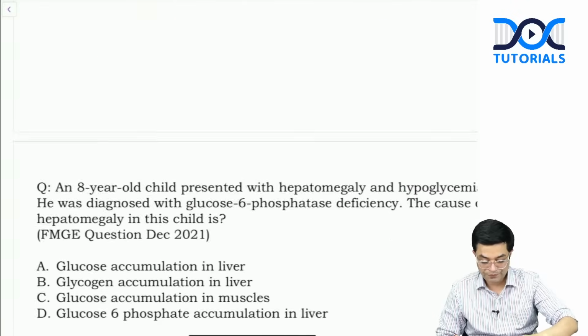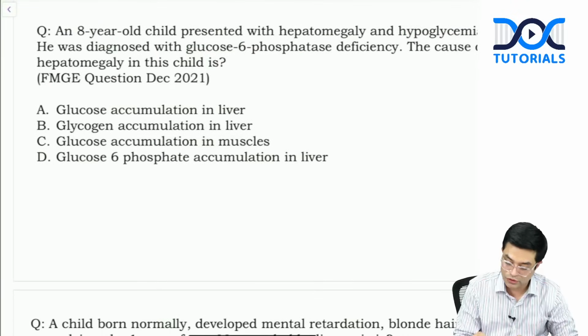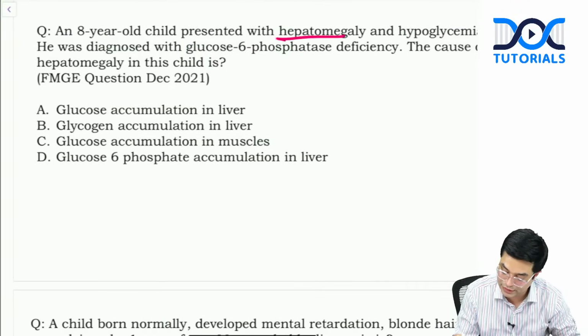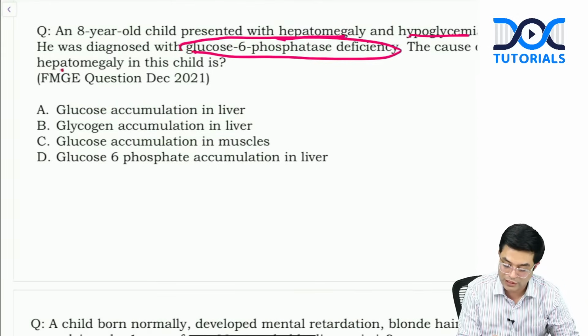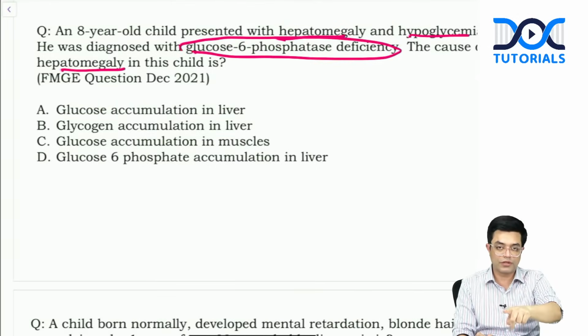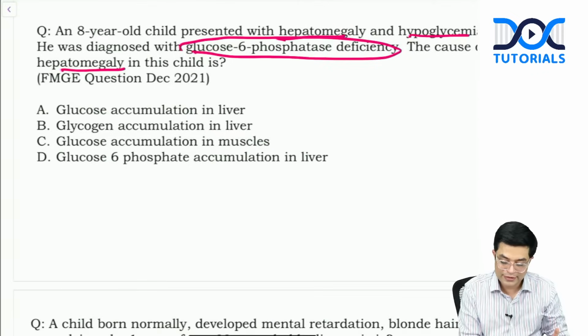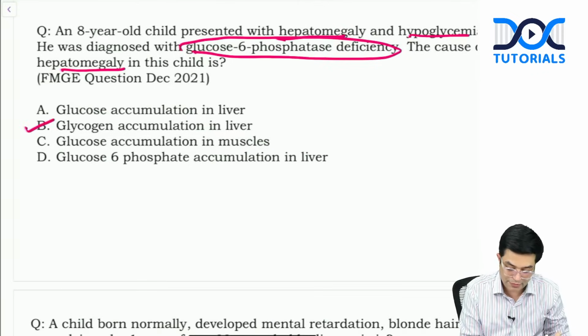Let's move further. Look at the question. An 8-year-old child presented with hepatomegaly, hypoglycemia. He was diagnosed with glucose 6 phosphatase deficiency. The cause of hepatomegaly in the child is, I just told you, it is a glycogen storage disorder, Von Gierke disease, and there is glycogen accumulation happening in the liver.